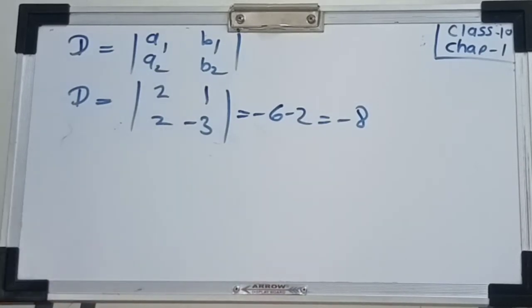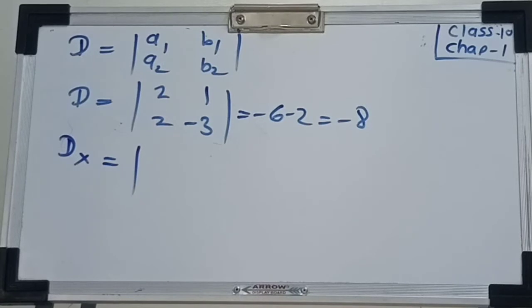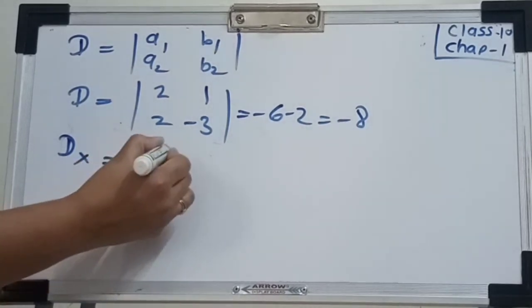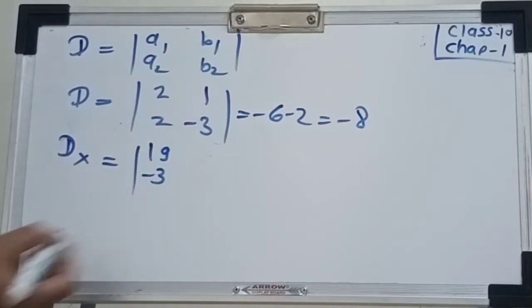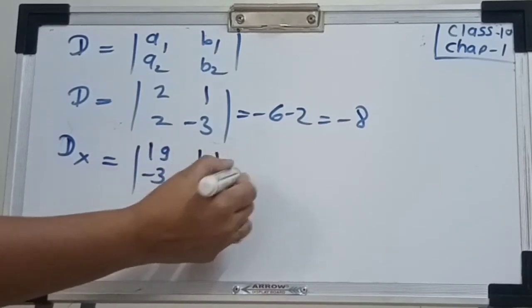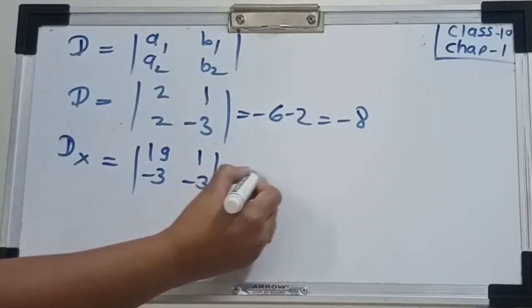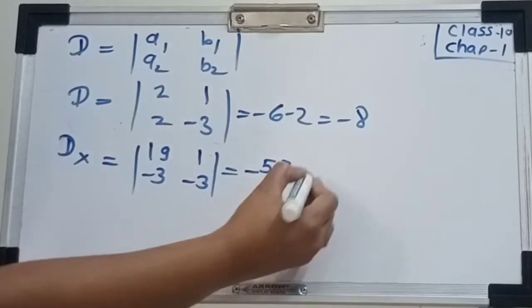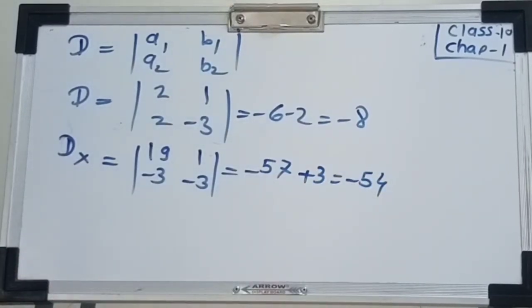Now find Dx. Dx is equal to C1, C2 and B1, B2. Our C1 is 19 and C2 is minus 3, and our B1 is 1 and B2 is minus 3. Now 19 into minus 3: 19 threes are 57, with the minus sign, so minus 57. Then minus 3 into 1 is minus 3, and minus minus is plus 3. Minus 57 plus 3, our answer is minus 54.